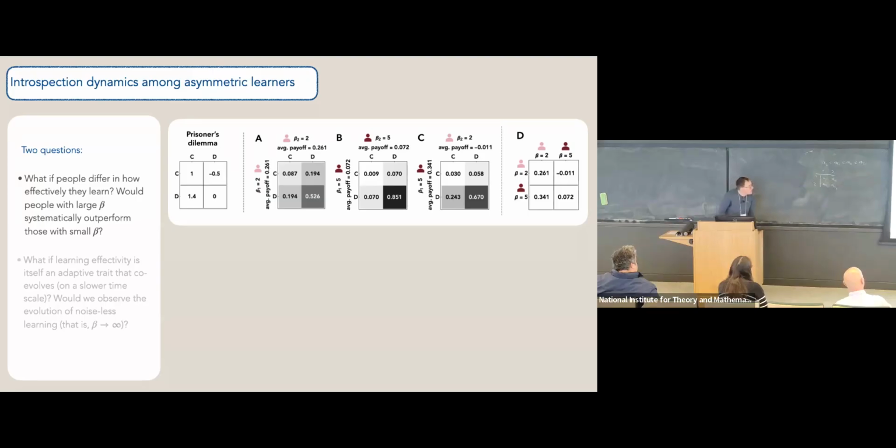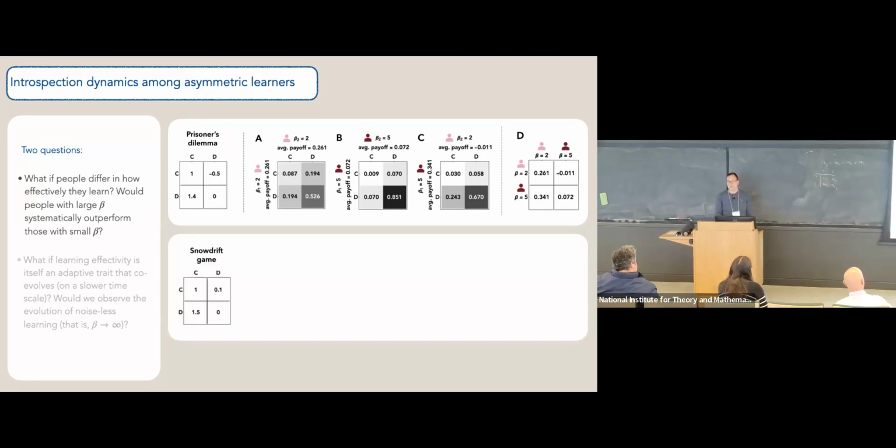Just to sharpen our intuitions, here's another example, the snowdrift game. Perhaps before I start, let's again assume that in the beginning they have the same selection strengths. Where would you believe that we are in this 2x2 diagram?